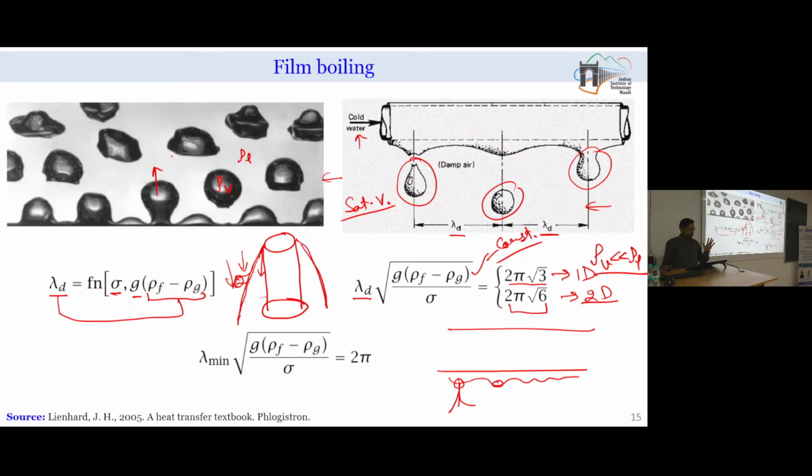Typically, for the film boiling process, the minimum wavelength required for the instability to grow is given by the square root of g (rho f minus rho g) by sigma, equal to 2 pi. With this number it is actually scaled. Now, this can give me an idea of at what locations bubbles will be pinching off in the film boiling regime.